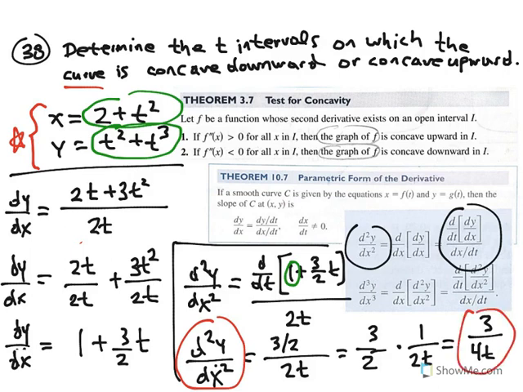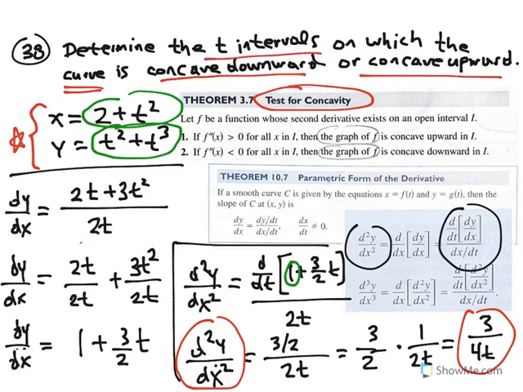The question is asking, determine the t intervals on which the curve is concave downward or concave upward. So we go back to the test for concavity. The t intervals on which the curve will be concave downward are those values of t for which the second derivative will be negative. And the t intervals where the curve will be concave upward are those values of t for which the second derivative will be positive.